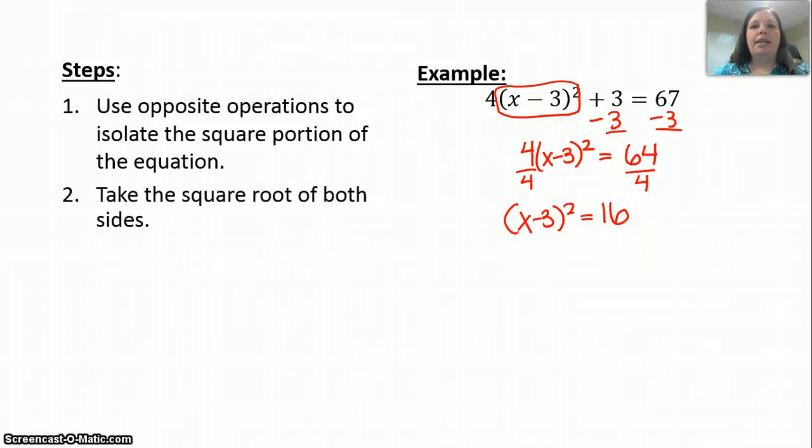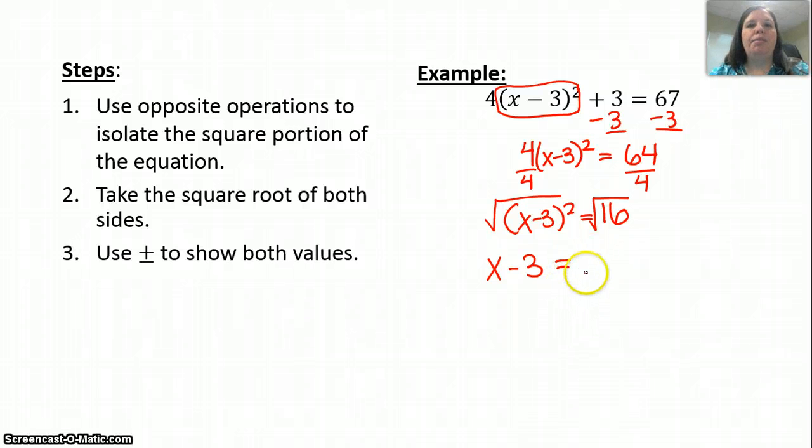Next step is take the square root of both sides. So I'm doing that opposite operation of squaring. So x minus 3 equals, and step 3 here, we're going to use, remember, the plus or minus, because the square root of 16 could be positive 4, and it could also be negative 4.